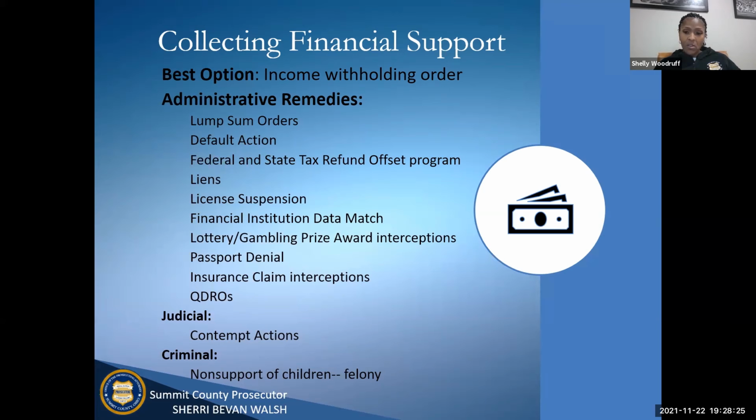We file that because it's all connected to the social security number of the person that's ordered to pay the support. Passport denial, a person will be blocked from being able to obtain or use a passport when they're in arrears of $5,000 or more.